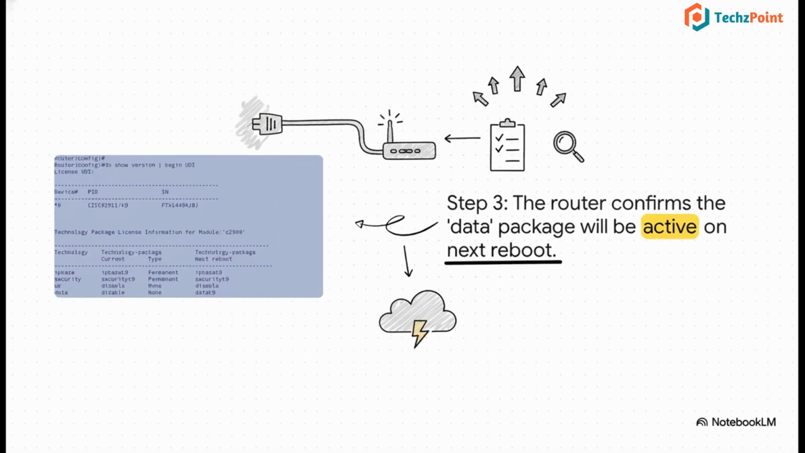And finally, step 3, verify. The admin runs that show version command one more time, and you can see the change, right? On the data line, look at the column on the far right, technology-package next reboot. It switched from disable to datak9. This is the router's way of confirming, yep, I got your command, the new license is ready to go and will be active the next time I restart.